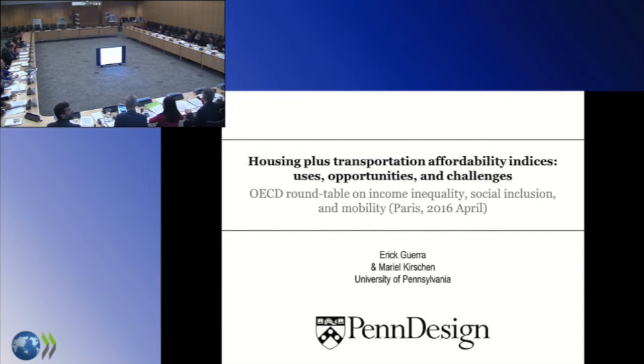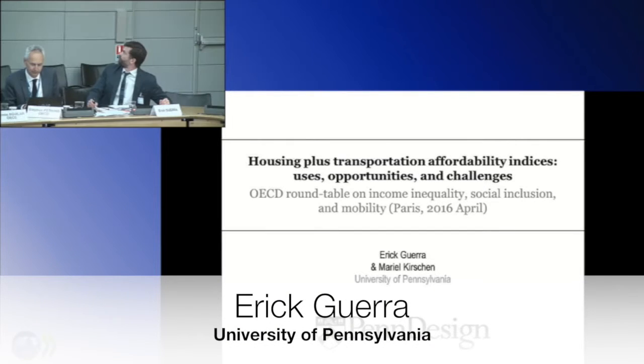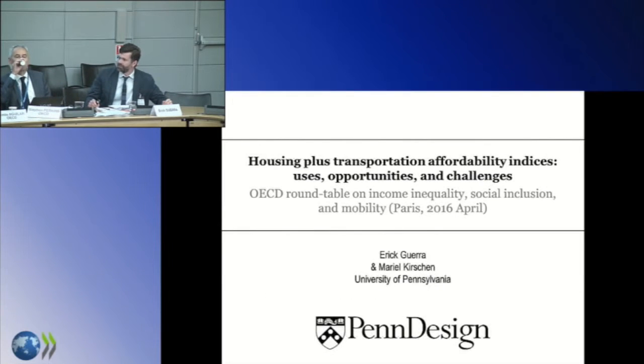I'm going to talk a bit about housing plus transportation affordability indices and just two acknowledgments before I begin. One, I want to acknowledge my co-author, Mariel Kirshen, who's a graduate student at the University of Pennsylvania. And then I want to acknowledge Scott Bernstein as well.